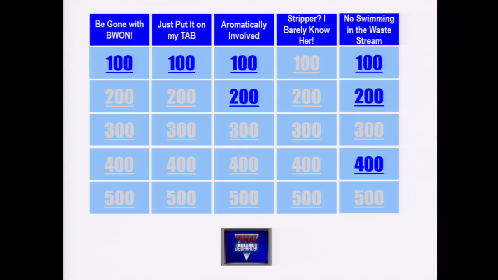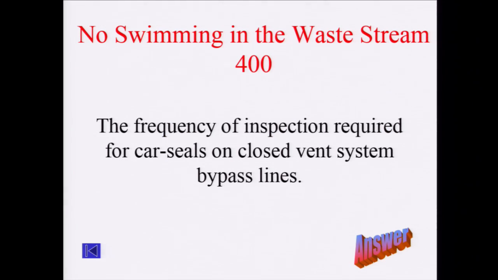No swimming in the waste stream for 200. The frequency of inspection required for car seals on closed vent system bypass lines. This is for 400? Oh, you said 200? Yes. We'll take it. You don't have to. I can put it back. But everyone has to close their eyes and look the other way. What is monthly? Yes.